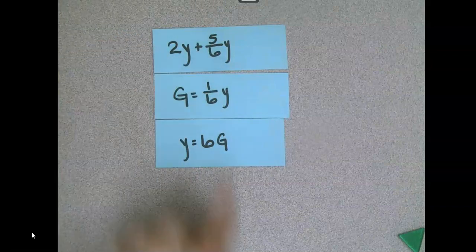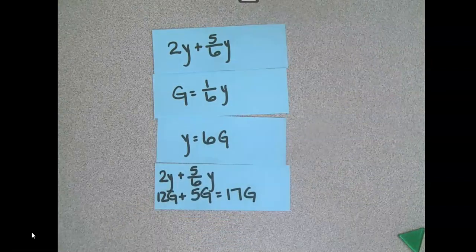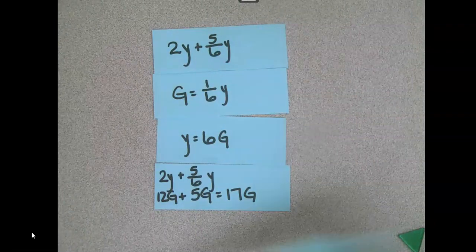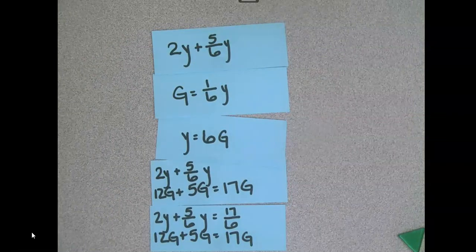5/6 of y would be 5 copies of our green block. And so we would write that out as 2y plus 5/6 y equals 12 green plus 5 green, which gives us 17 green. And so our solution, 17 green, is the same as 17/6 as our answer.